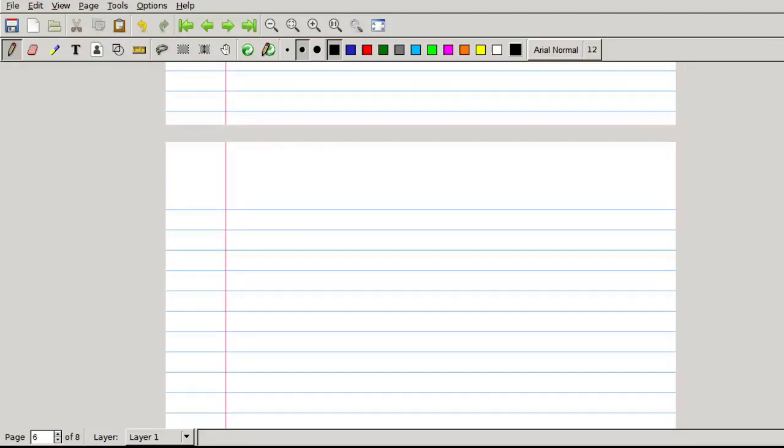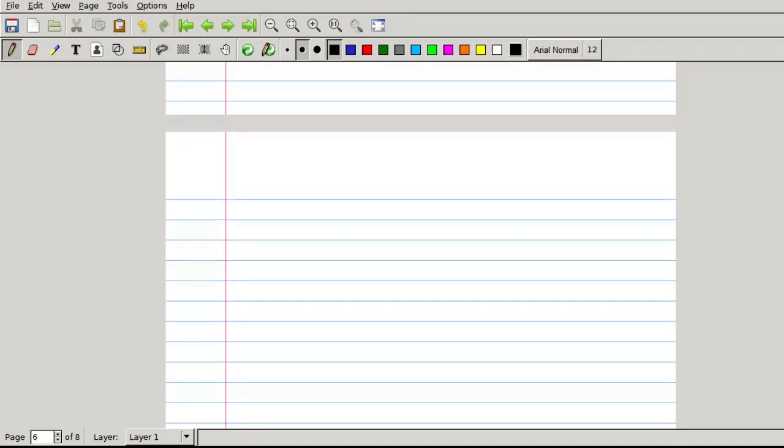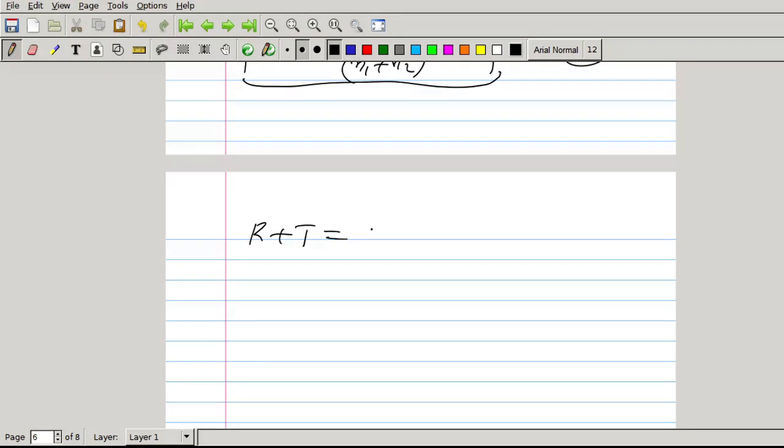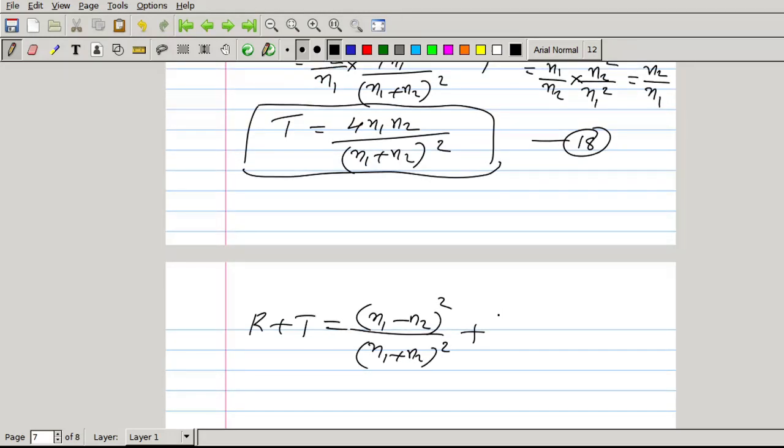So when light is incident on an interface, some part of light will be reflected and some part of light will be transmitted. That means the total energy should be conserved, and the reflection coefficient plus the transmission coefficient should be equal to 1. Add these, R plus T. What is R? The reflection coefficient is N1 minus N2 the whole square by N1 plus N2 the whole square, plus T, which is 4 N1 N2 by N1 plus N2 the whole square.